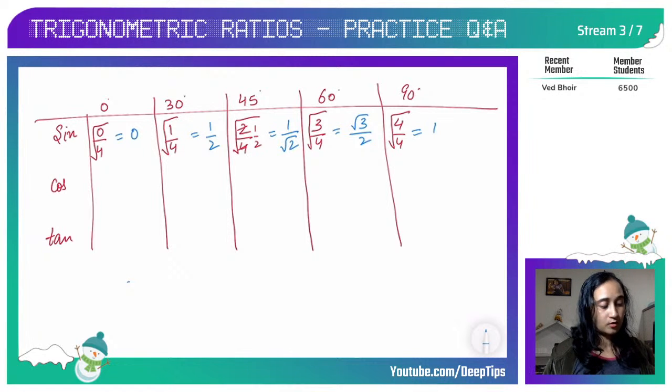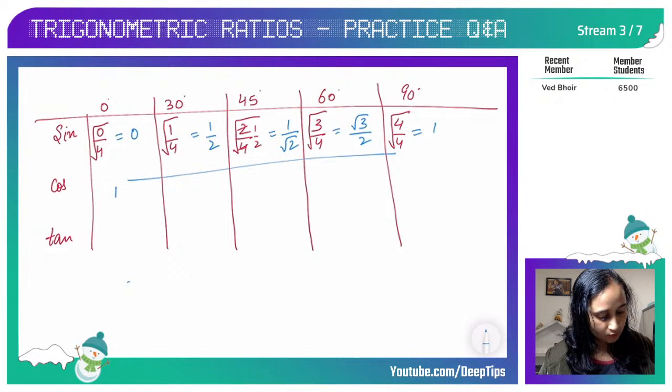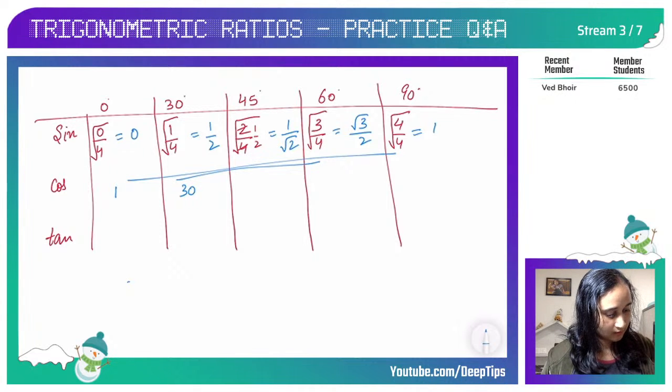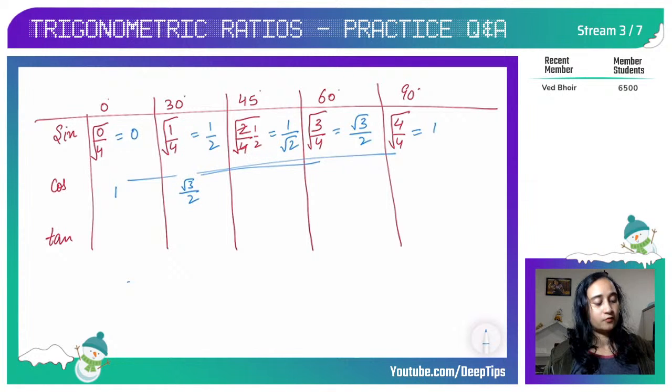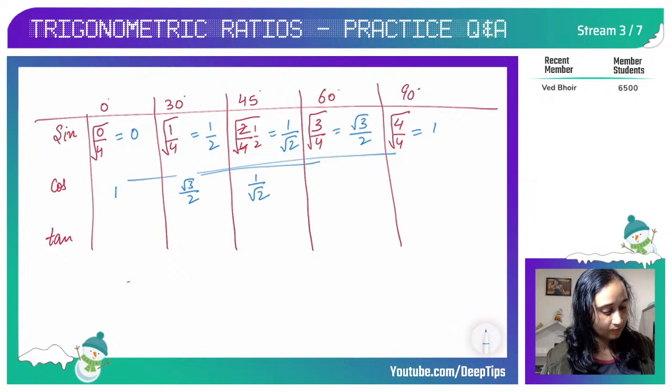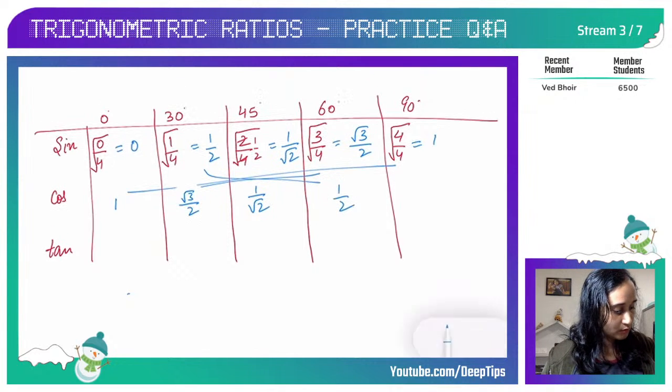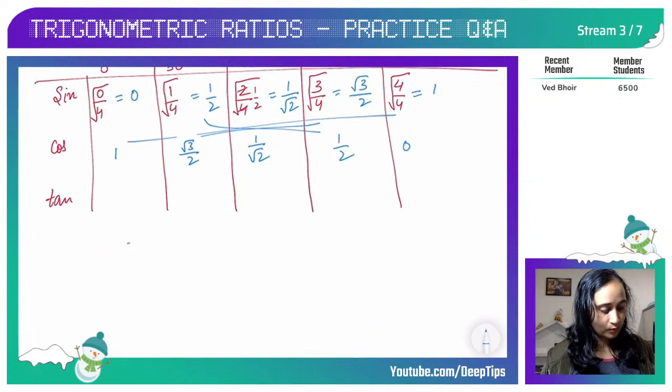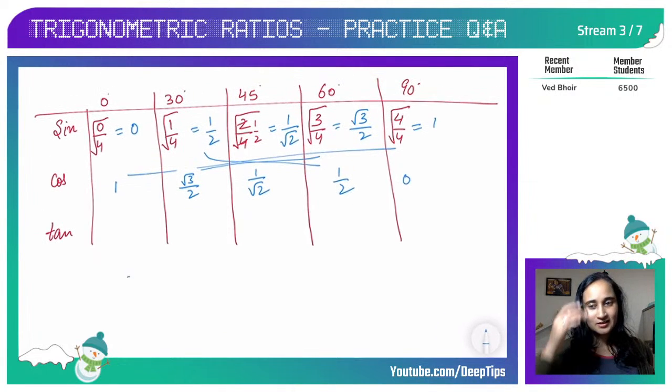Now how to do cos? So we will just switch. 90 goes for 0, so 1 here. 60 goes for 30. 45, oh sorry, here I should write root 3 by 2. Okay, and for 45 stays the same, and this 30 goes here 1 by 2, and 0 goes in the place of 90. Okay, so are you clear, Vikhyati, the trick for this table?